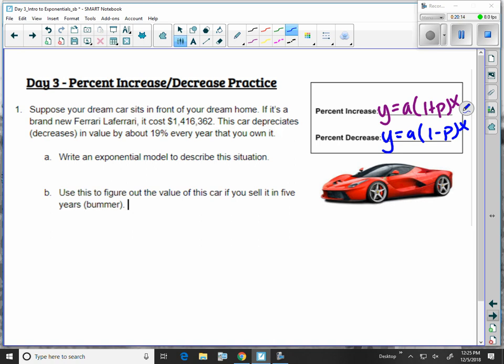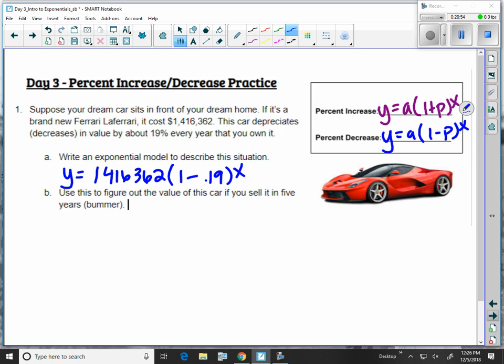So tell me, what is the initial value? 1,416,362. Okay, that's the initial value. Is this percent increase or percent decrease? Decrease. 1 minus 0.19, which is 0.81. By what percent is it decreasing? 19%. How do we put that into our formula? 0.81 to the x power.